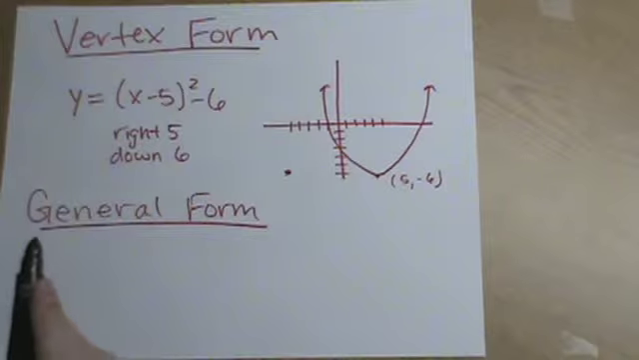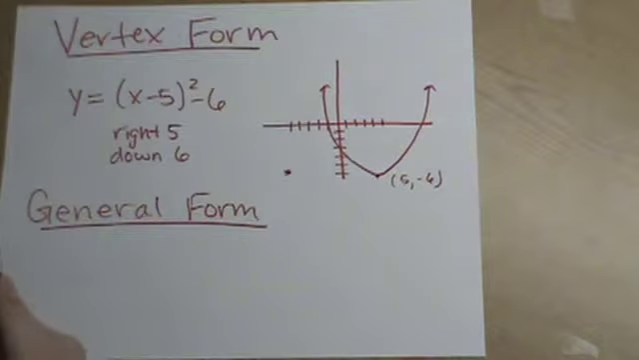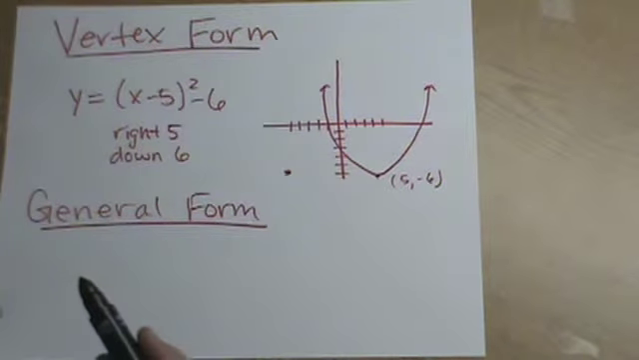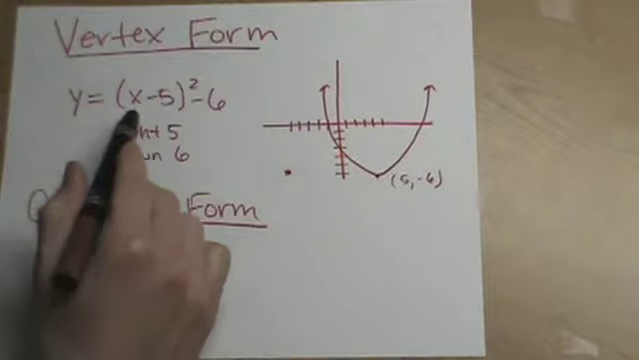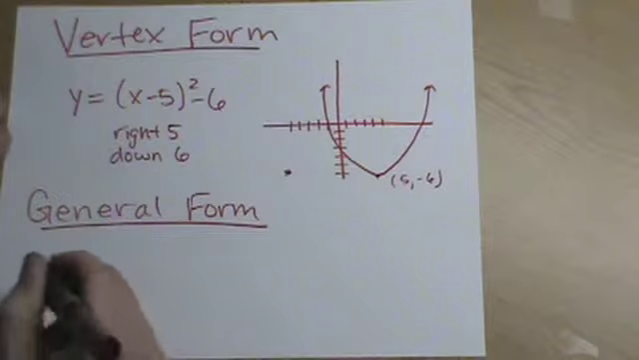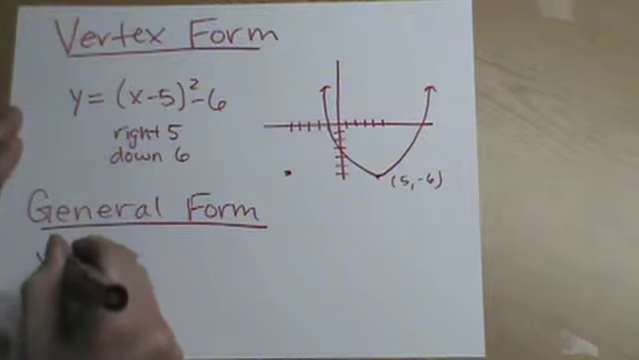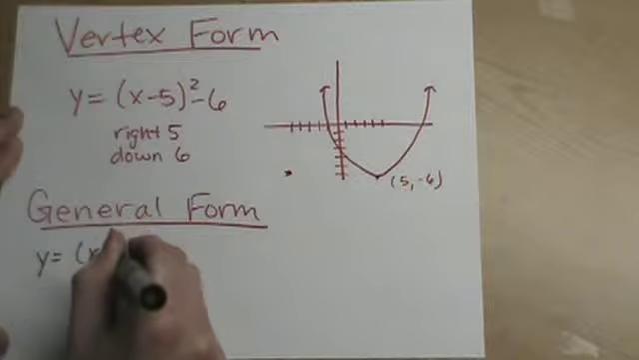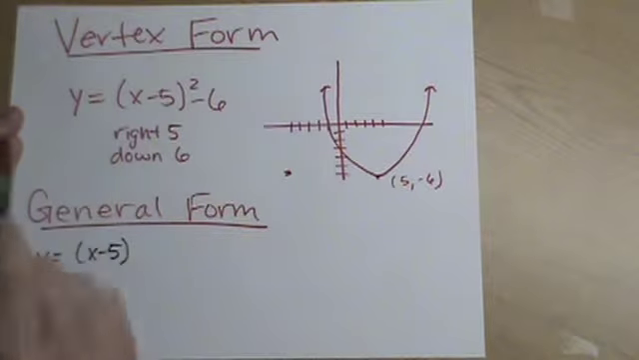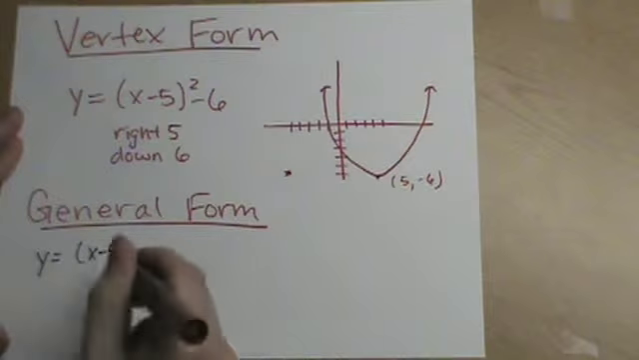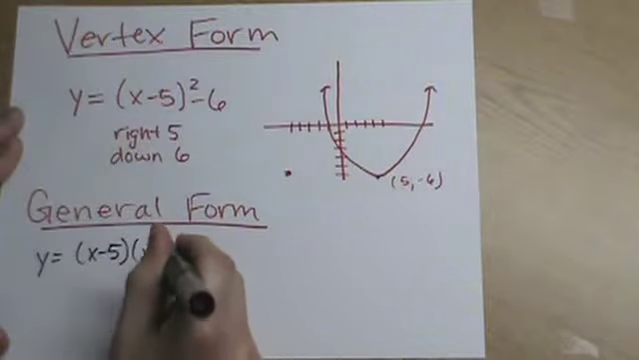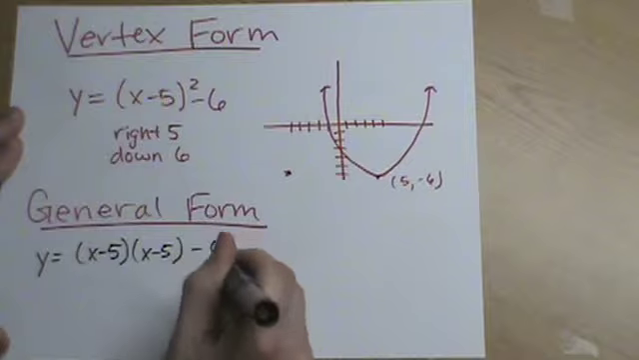However, in order to factor the polynomial, we want to write it in a general form. And the general form is really simple. All you have to do is take this and expand it. So I would write y equals (x minus 5)(x minus 5), because there's a square there, which means there are two x minus 5s being multiplied together. And then I have that minus 6.